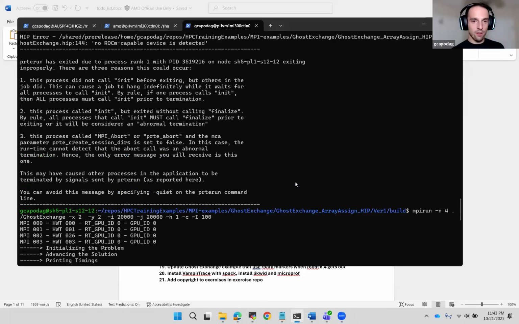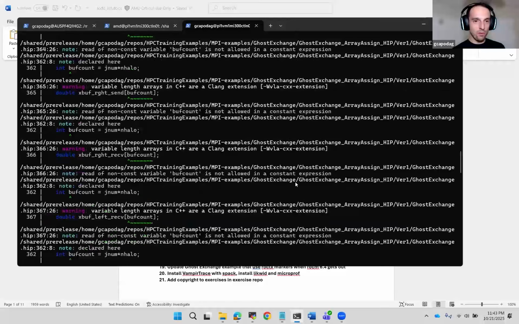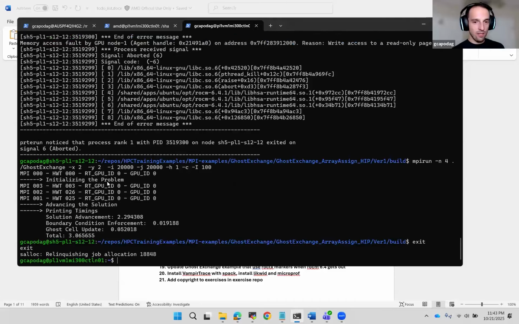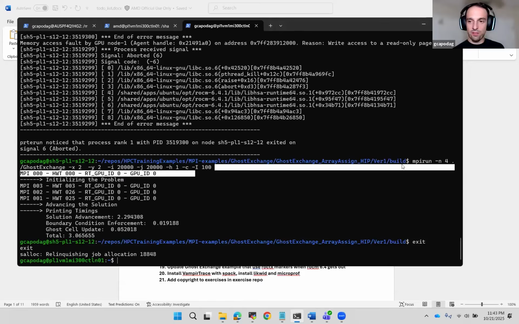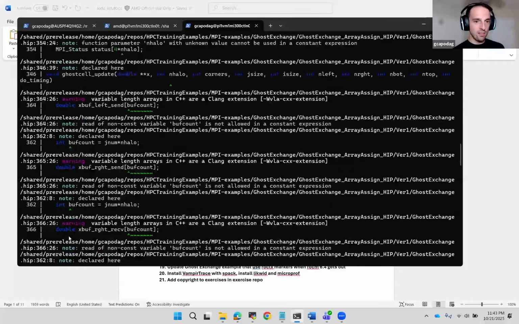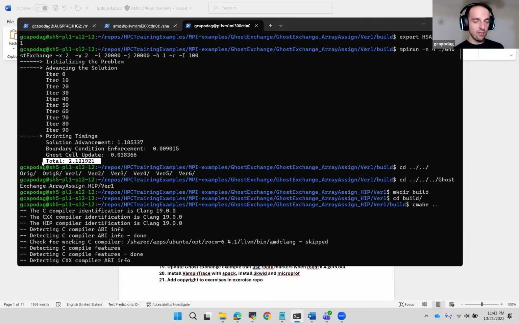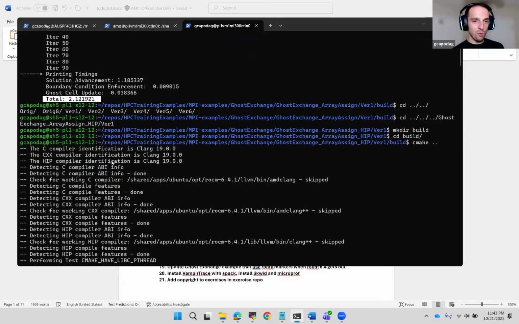So I just ran the 2 examples, by the way, one with HIP and one with OpenMP. And this is the HIP version, 3 seconds. I used the command from the slide, so 4 processes, 3 seconds for HIP, and 2 for OpenMP. So it's already different than what we've seen.